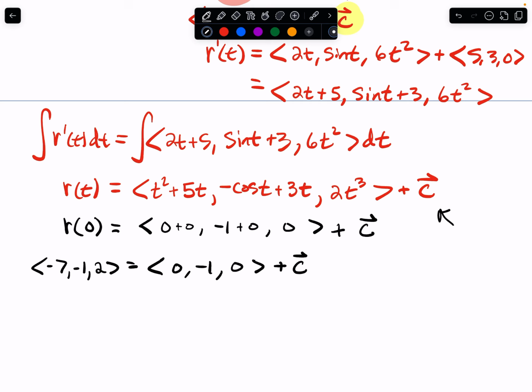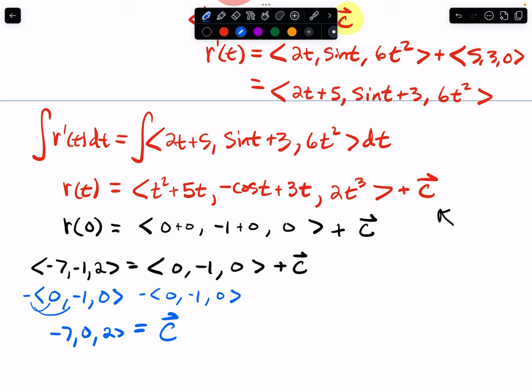So what does c equal? Well, to get c by itself, I can subtract this from both sides. Whenever I subtract this, I get c equals what? The negative distributes in, so it's actually 0 plus 1, 0. So that's going to be -7, and then -1 and 1 make 0 and 2. So that is my C.